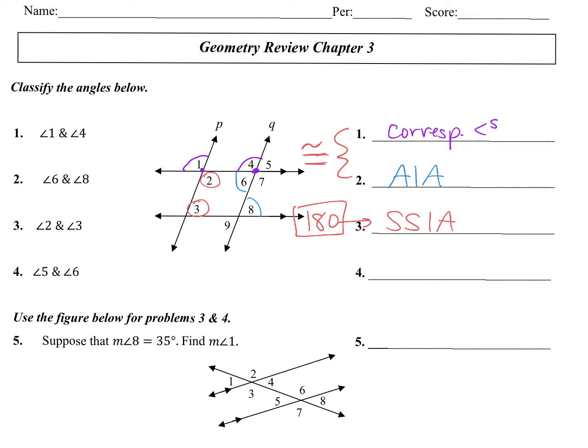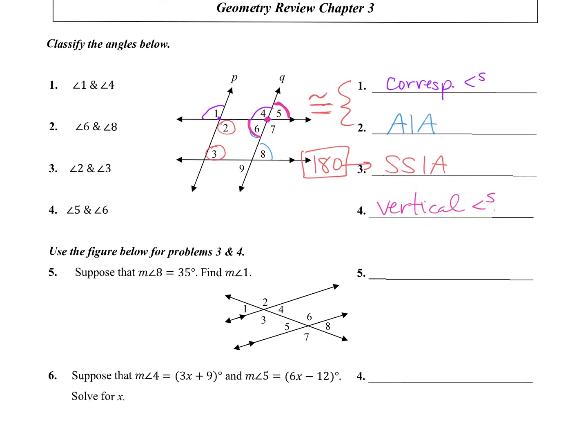Okay, what are 5 and 6? Vertical angles. Yep, angle 6 and angle 5, right? When they share a vertex like that, they cannot be corresponding, alternate interior, alternate exterior, any of those types of angles. When they share a vertex, chances are they are vertical angles or a linear pair. Any questions on those?